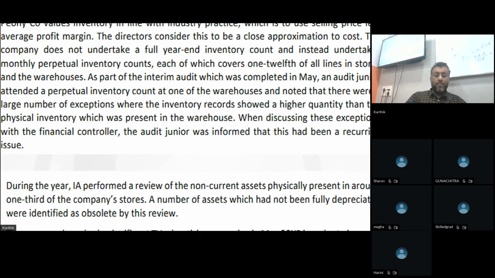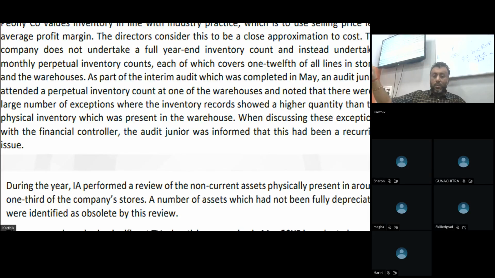So what will happen because of that? Tell me. What's the problem because of that? Very simple. Obviously your inventory records are showing a higher number. That means inventory is overstated. Even if the problem continued at the year end, we don't know. If it continued at the year end, definitely the inventories are overstated. There's a risk that inventory is overstated.